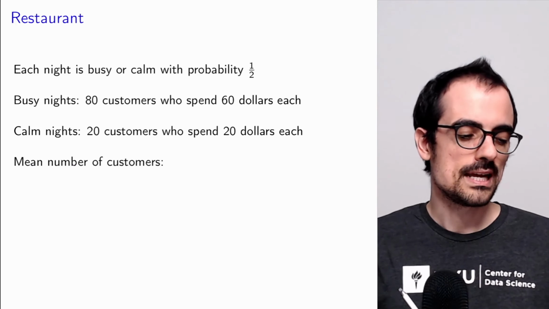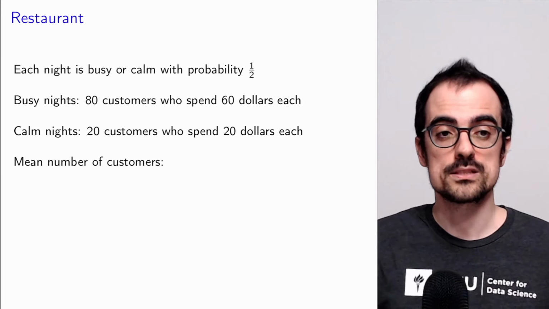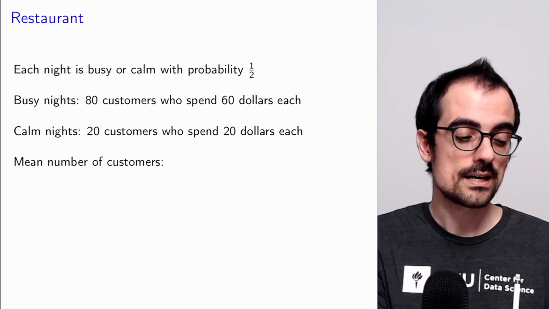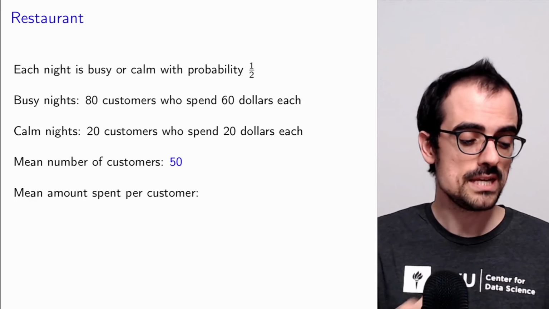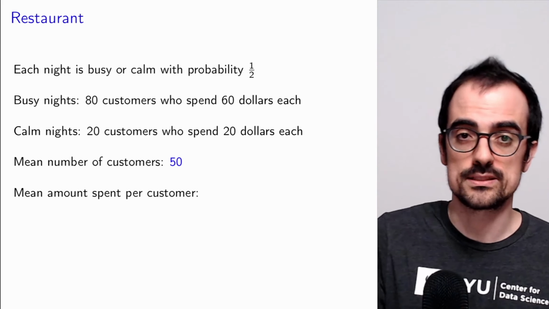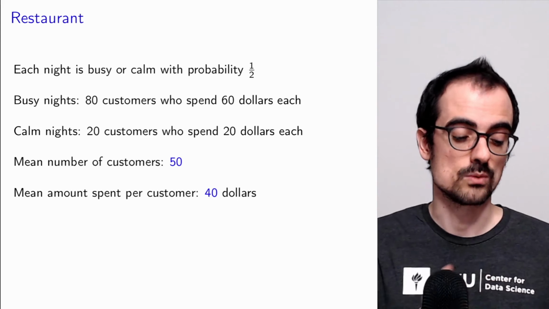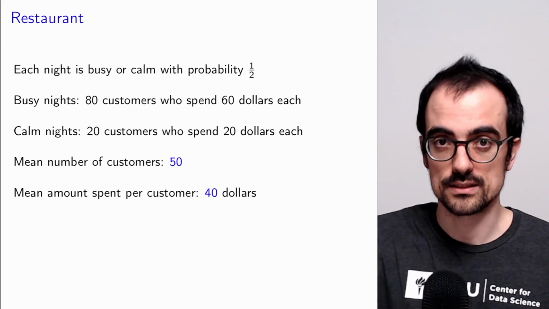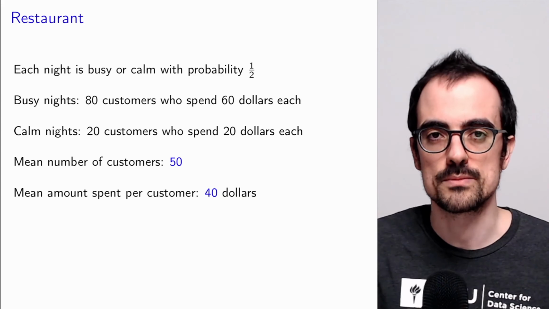So now, what's the mean number of customers? Well, it's 80 times 1/2 plus 20 times 1/2. So that's just equal to 50. What's the mean amount spent per customer? 60 times 1/2 plus 20 times 1/2 is just equal to 40. So we have the situation that I explained before, where the mean number of customers is 50 and the mean amount spent per customer is 40.